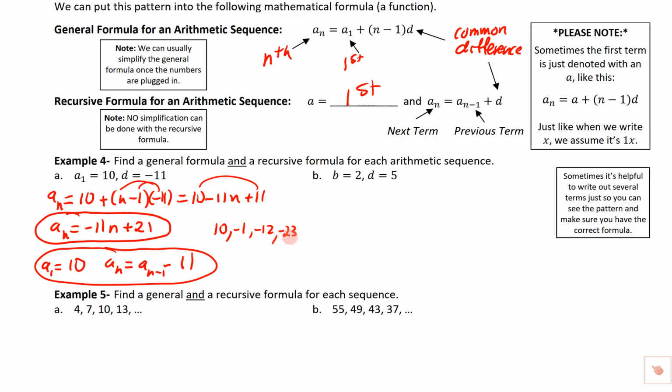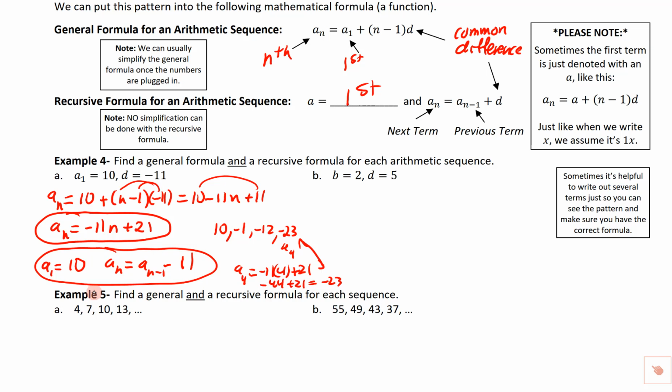So let's just see what happens if I want the fourth term. So this is the fourth term. I'm going to plug this in to the general formula. So I'm going to plug it in right here. So A sub 4 should be negative 11 times 4 plus 21. So this is going to be negative 44 plus 21, and we do end up with negative 23. So these match up. Okay, so it does indeed work. Now, you don't have to do that every single time. All you need to do is write down what the formula is.